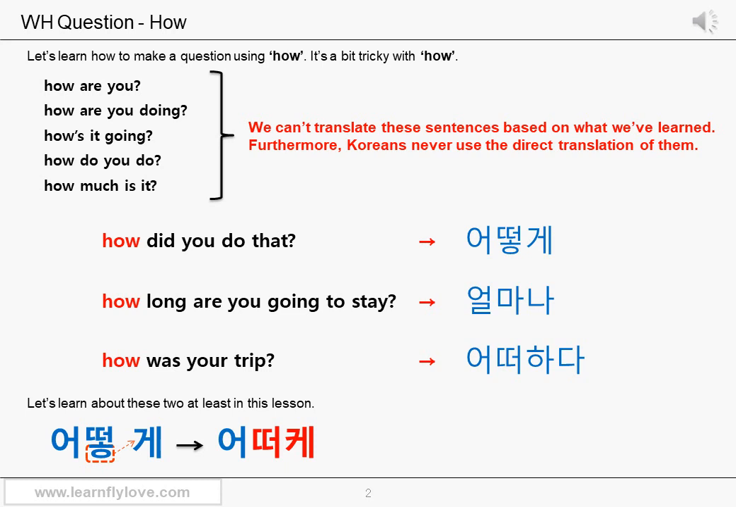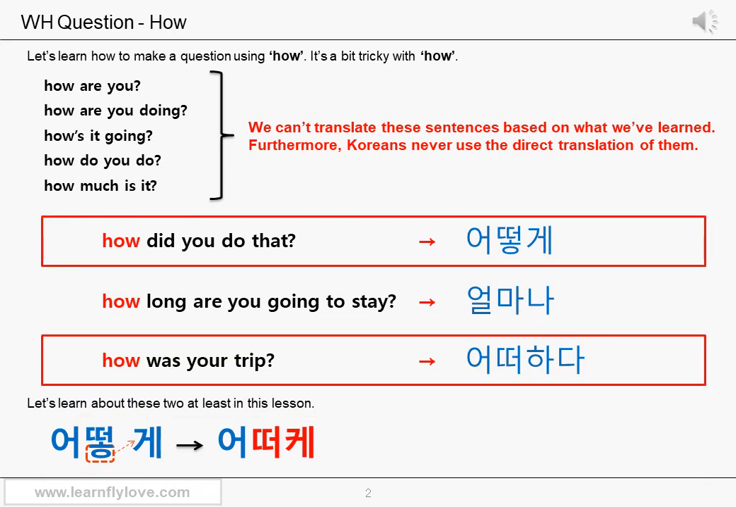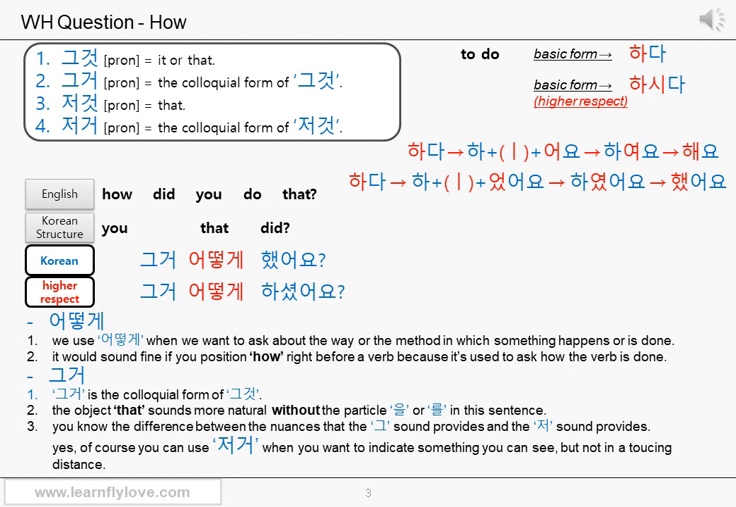The first and the second how was an interrogative adverb. But this one is strangely an adjective, and you are going to use it as a predicate to end the sentence. Don't worry, we'll learn about this more specifically in this lesson. So, we're gonna learn about the first and the third one in this lesson, and we will learn about the second one later again. Okay, then let's make the very first question using how.